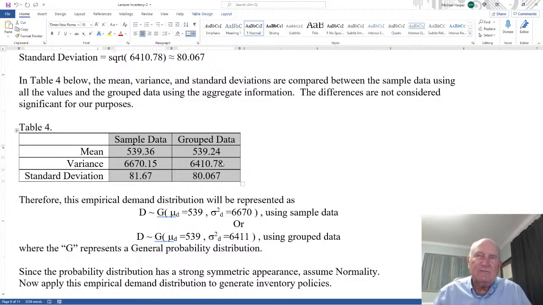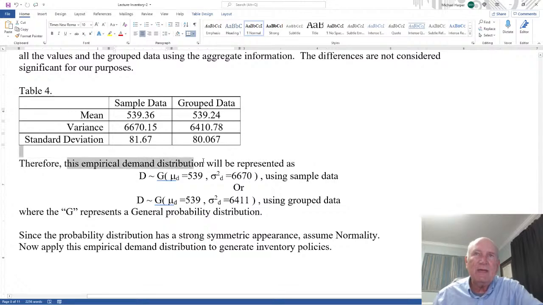If you're trying to forecast a mean demand and you're in the 500s, a difference of less than 1, 24 to 36 is 0.12, 12/100ths of 1, is not going to be significant. Okay, you get the point. And the variances are not that different. And the standard deviations, again, relatively identical.